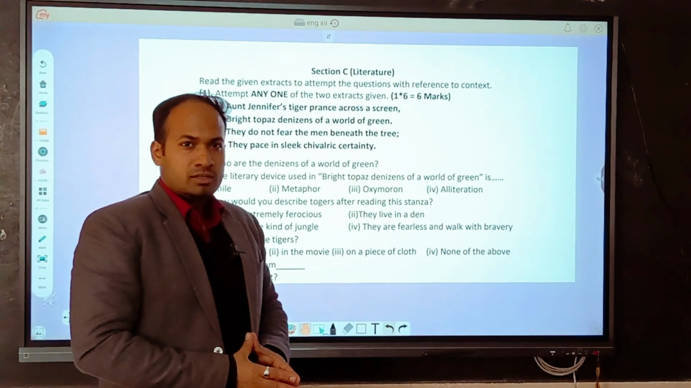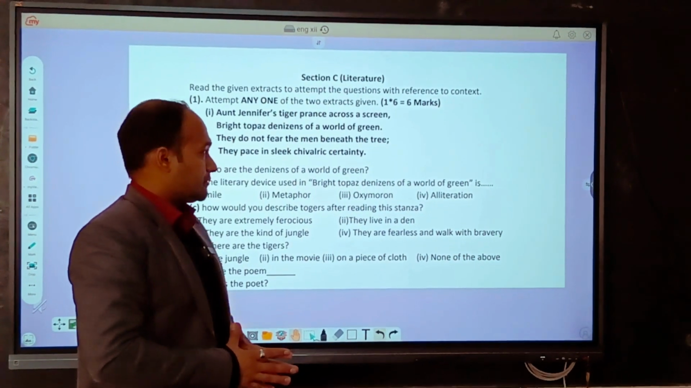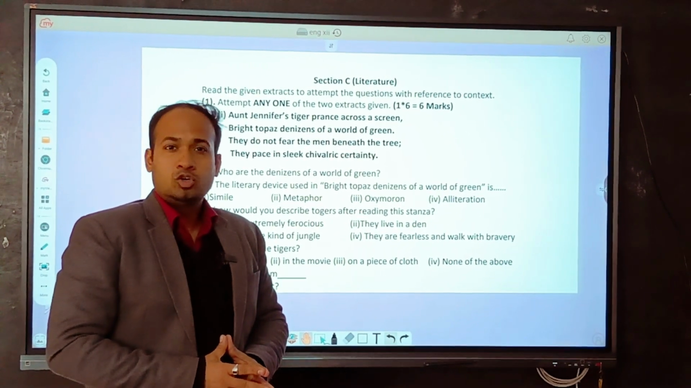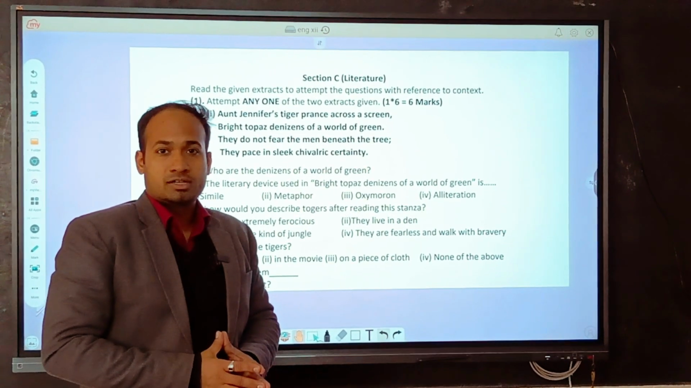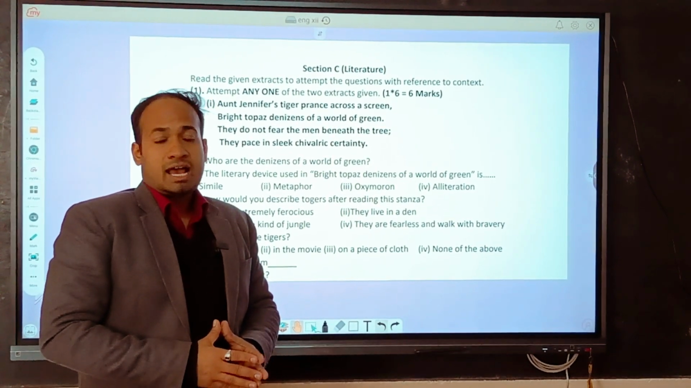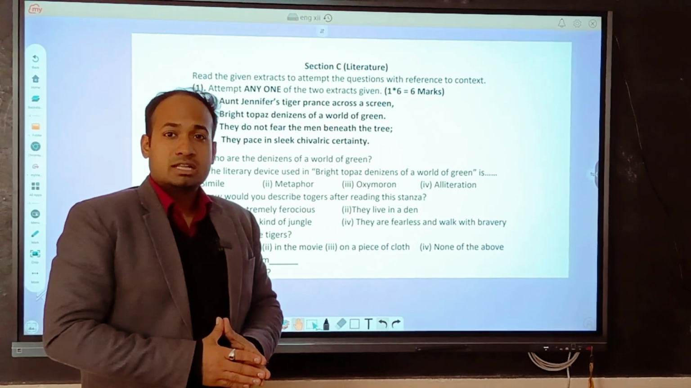Coming to the poem, as you can see there is an extract given. Learn the central idea or the theme of the poem. Don't forget to mention the name of the poet because not all the students do that. Mention it as the examiners will find your answer authentic.